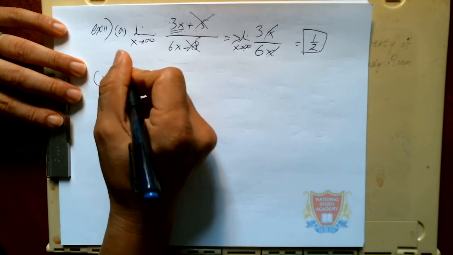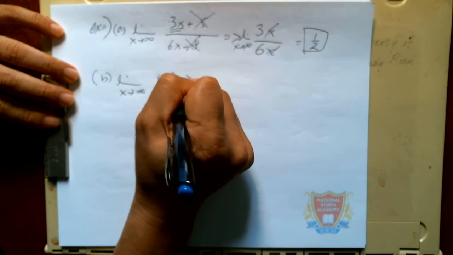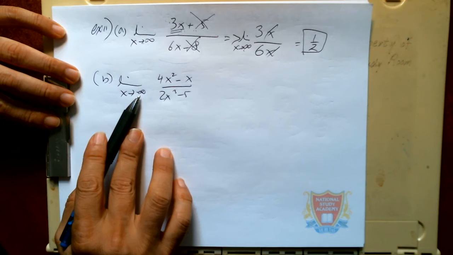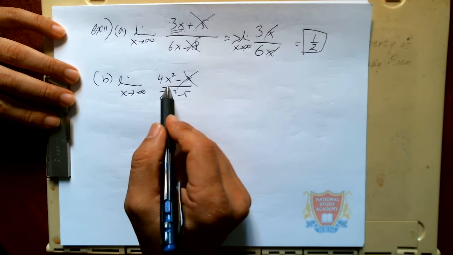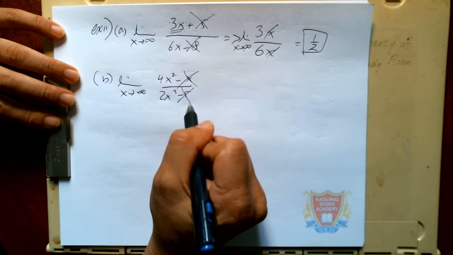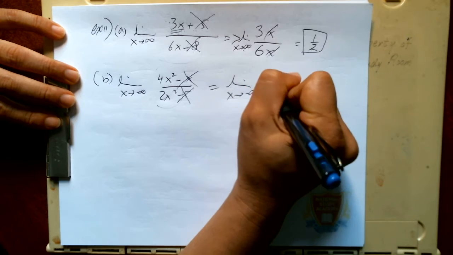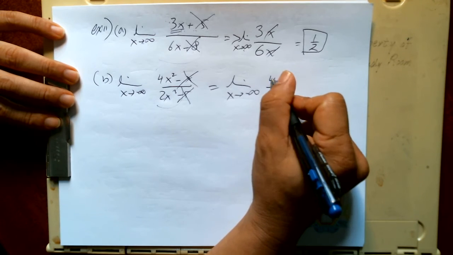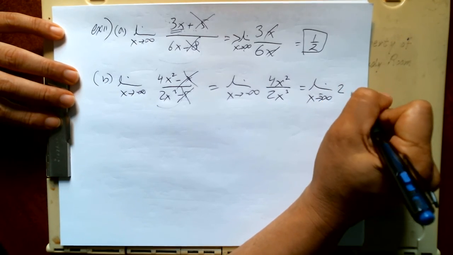Example 12b. Limit as x approaches negative infinity of 4x squared minus x over 2x cubed minus 5. Again, as x gets bigger, negative, looking at the numerator, x is insignificant compared to x squared as x becomes huge, right? Same with the denominator, this becomes insignificant, or this is the dominating term. So you literally end up with limit as x approaches negative infinity of 4x squared over 2x cubed. We could simplify that. The x squares cancel. You can simplify the 4 into 2. That becomes limit as x approaches negative infinity of 2 over x.